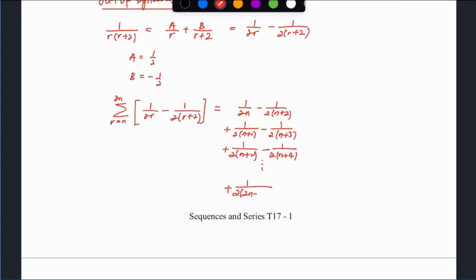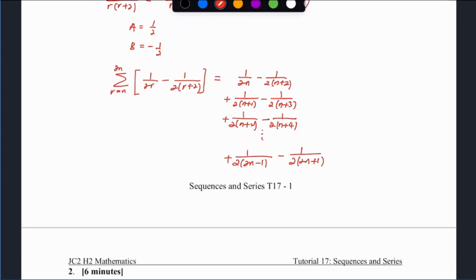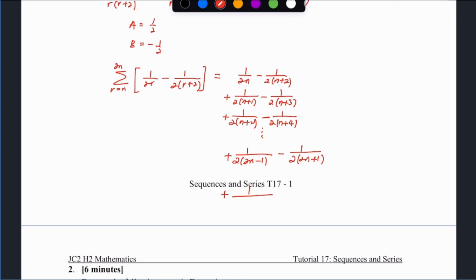2 times 2n minus 1, minus 1 over 2 times 2n plus 1. Then the last one, plus 1 over 2 times 2n, minus 1 over 2 times 2n plus 2. Something like that.